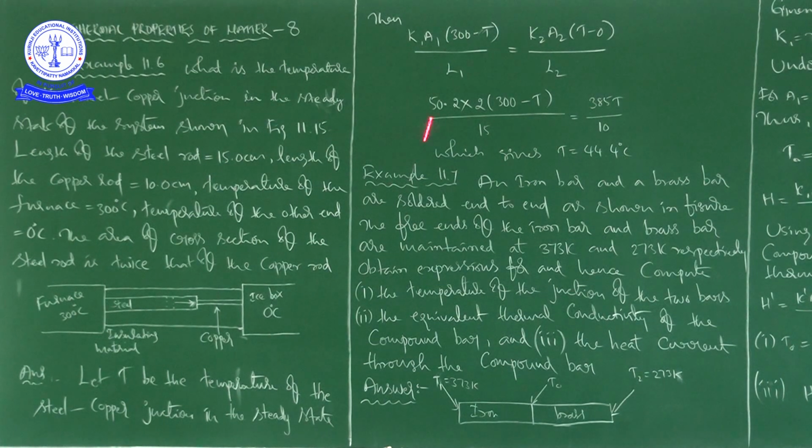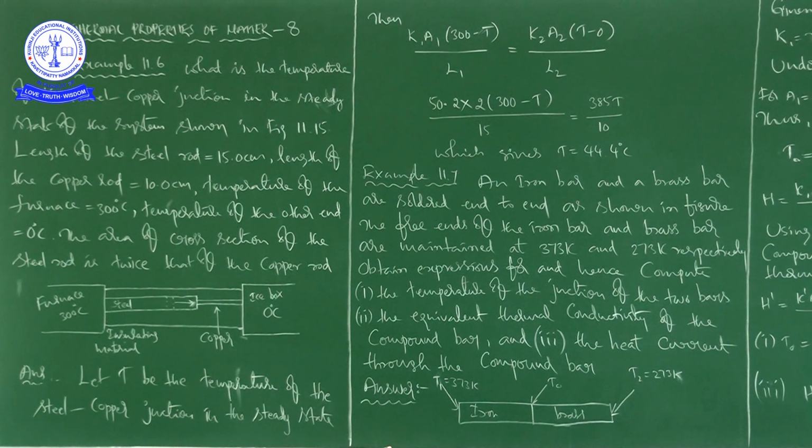Then what can we write? See the step. K1 into A1 into (300 minus T) divided by L1. See how we are writing this: in our previous class we discussed that H is equal to K A (Tc minus Td) by L. Right? So from there, here we are writing K1 A1 (300 minus T) divided by L1 is equal to K2 A2 (T minus 0) divided by L2.